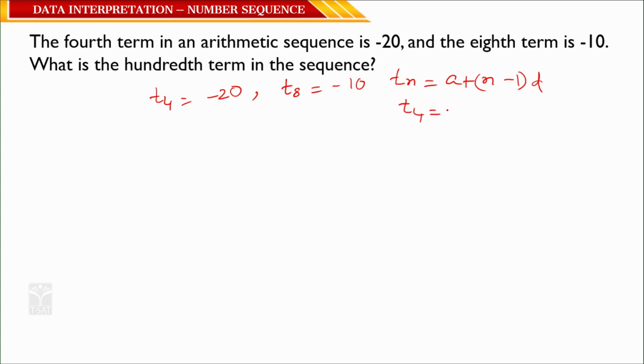T4 is equal to how much? a + (4 - 1)d, which is equal to -20, as given. Or you can say a + 3d = -20. Say this is equation 1.